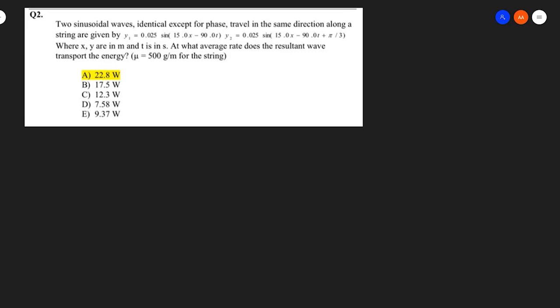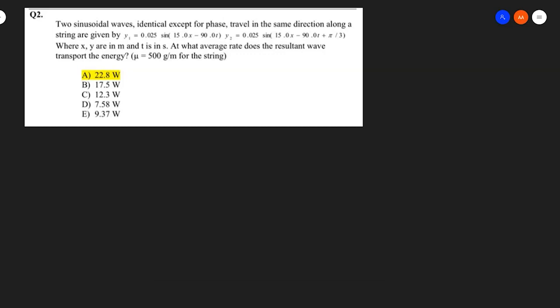Okay, so here we have 2 sinusoidal waves, identical except for the phase. They travel in the same direction along a string. They are given by y1 by this relation and y2 by this relation. So you see they are identical, moving in the same direction. Here we have minus, here we have minus, and here we have an additional phase, where x and y are in meter and t is in second. At what average rate does the resultant wave transport the energy?